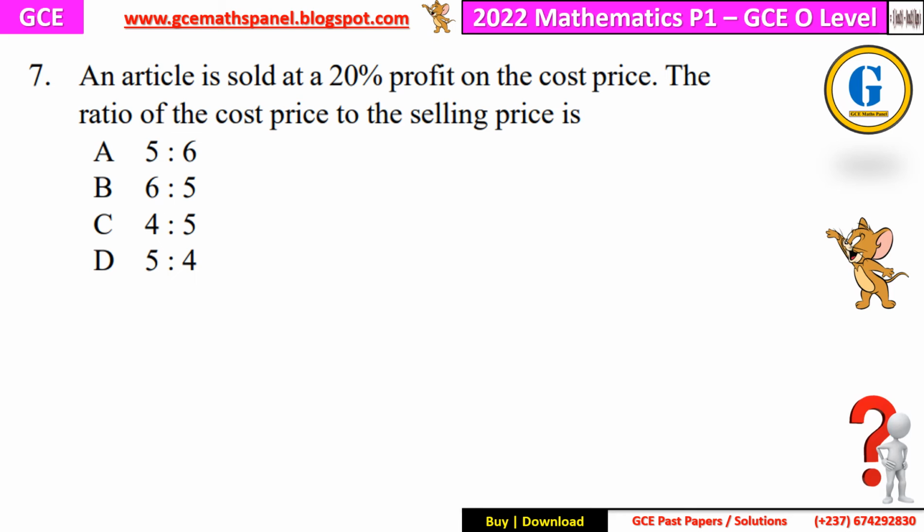An article is sold at a 20% profit on the cost price. The ratio of the cost price to the selling price is? So it's sold at a 20% profit on the cost price. So it means that the percentage selling price will be 120, right? Yes, because there is a gain. And what will be the cost price? 100. So the ratio of the cost price to the selling price will be 100 is to 120, and this will give us 5 to 6. This gives us 5 to 6. A.